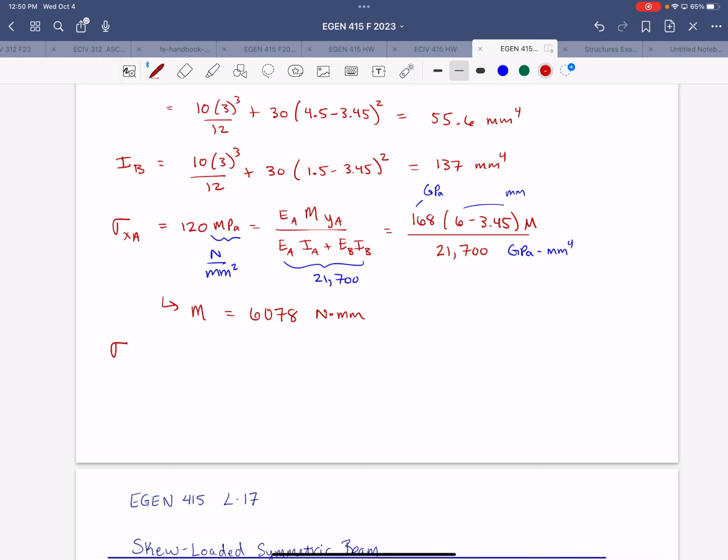Applying the same stuff to material B, right, which was given a max of 65. All right, that'll be EB times M times YB divided by 21,700. And so, by the way, for the variable distances YA and YB, I'm automatically plugging in the maximum distance from the neutral axis because that's where the stress will be maximum, right? So I'll note that here.